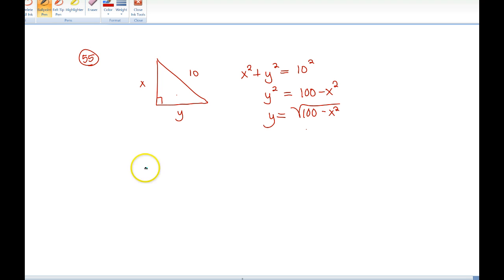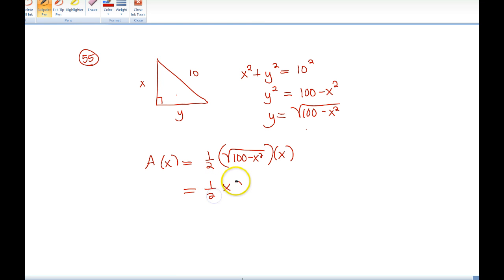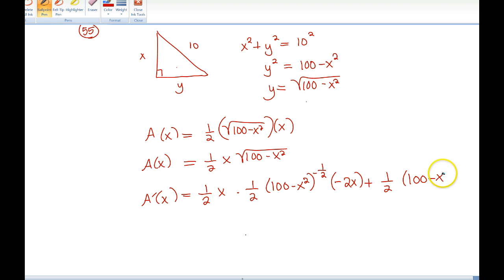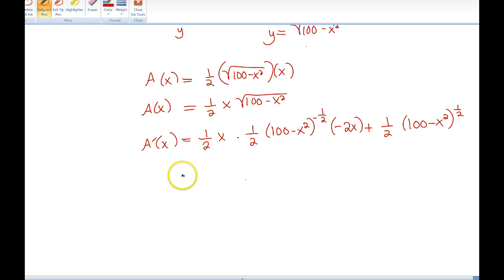So our area is going to be 1/2 base times height. I have 1/2 x times the square root of 100 minus x squared, and I want to maximize that. So we're going to do the derivative. Now we have to do the product rule. We have 1 times 1/2, 100 minus x squared to the negative 1/2 power times negative 2x, plus 1/2 times 100 minus x squared to the 1/2 power. So this gives us negative 1/2 x squared times 100 minus x squared to the negative 1/2, plus 1/2 times 100 minus x squared to the 1/2.